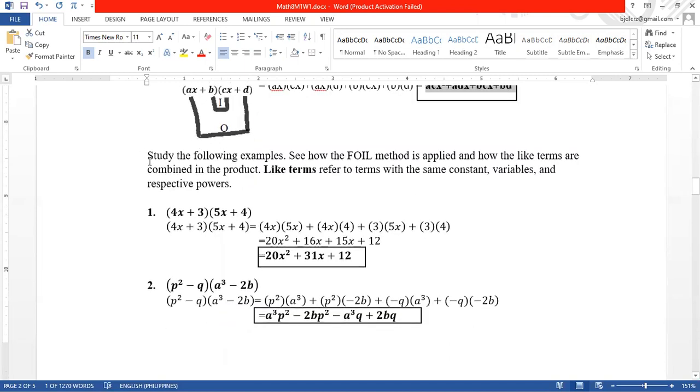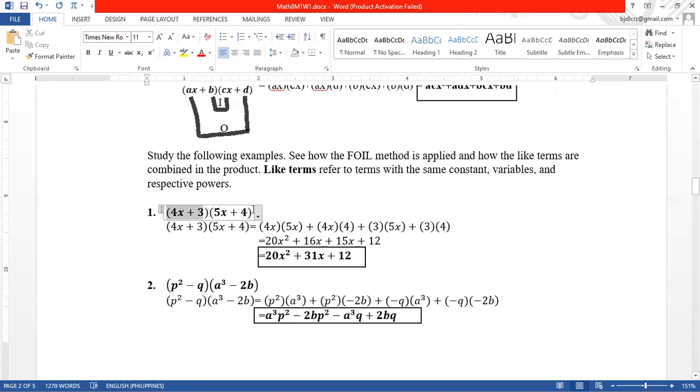So here, study the following examples. Let's see how the FOIL method is applied and how the like terms are combined in the product. So like terms refer to the terms with the same constant, the same variable, and respective powers. So that is like terms or similar terms with the same constant, variable, and respective powers.